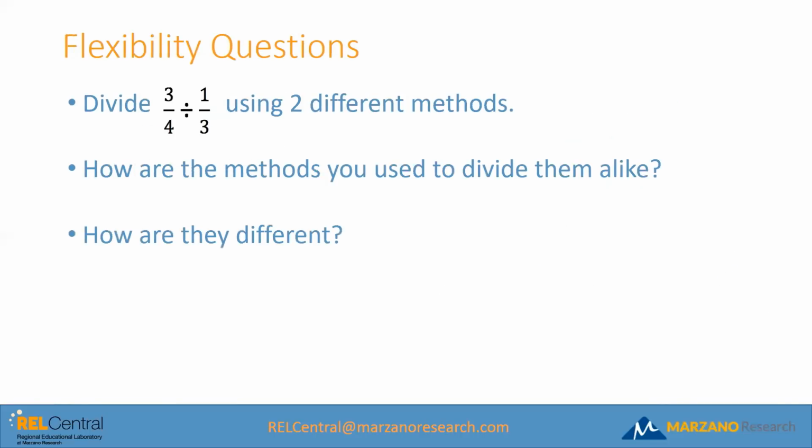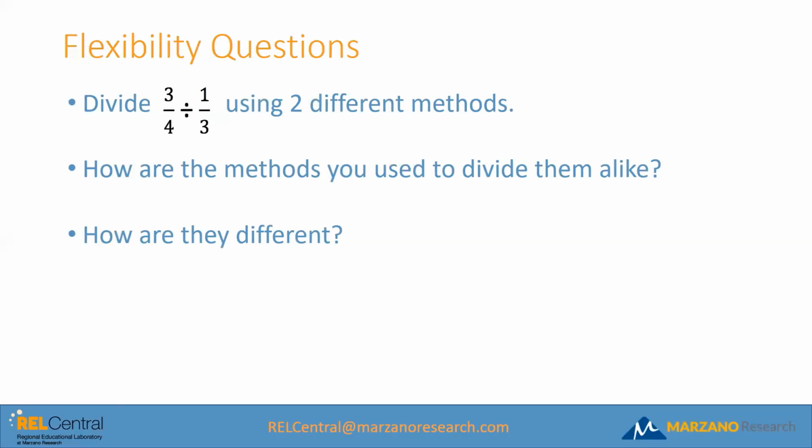The third type of question is one that we call flexibility questions. And there are 2 types of flexibility questions. One type of flexibility question is asking students to solve a problem in multiple ways. So in this case, divide 3/4 by 1/3 using 2 different methods. So some students may use the reciprocal method, some students may use the common denominator method, some students may even try to do it using physical representations to show why you get the quotient you do when you do that division.